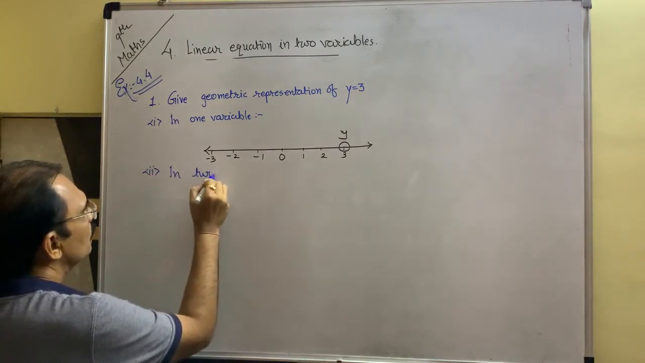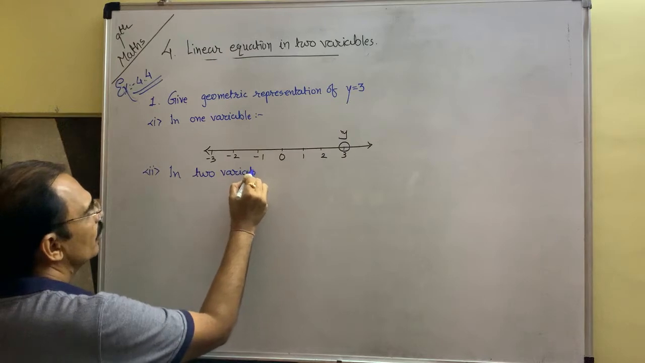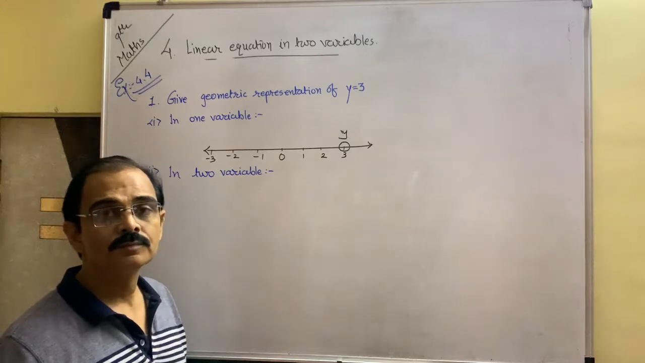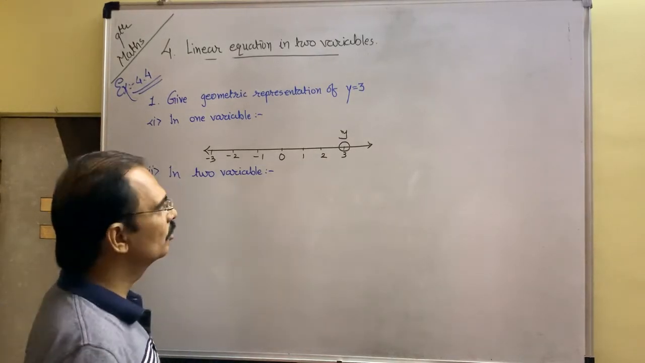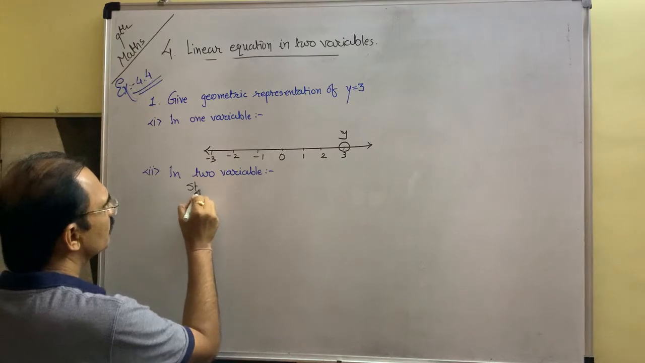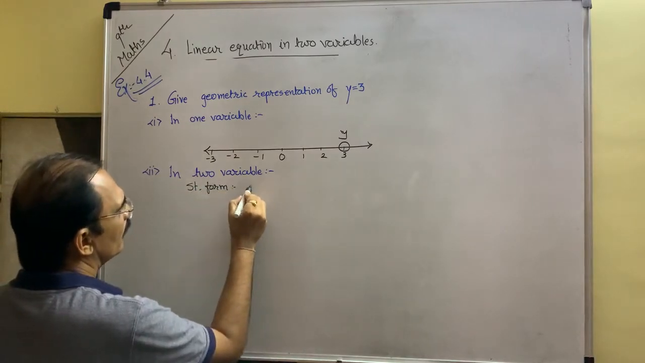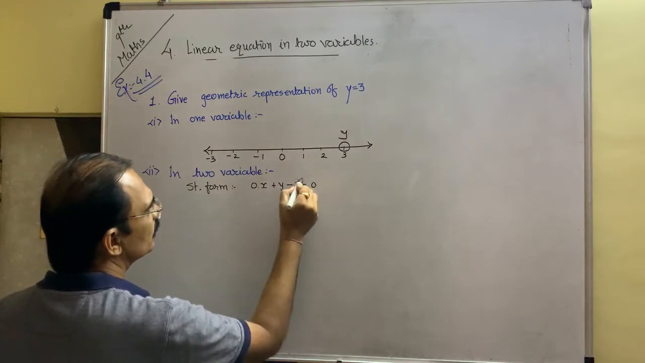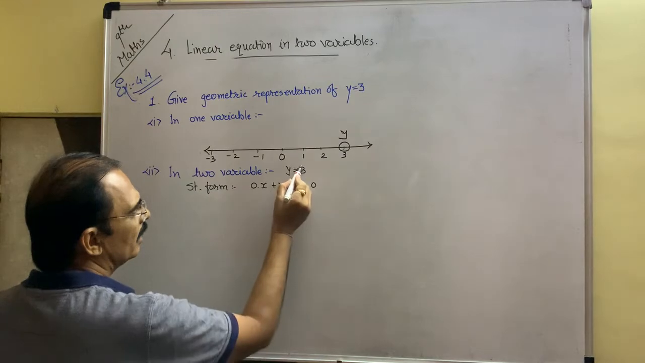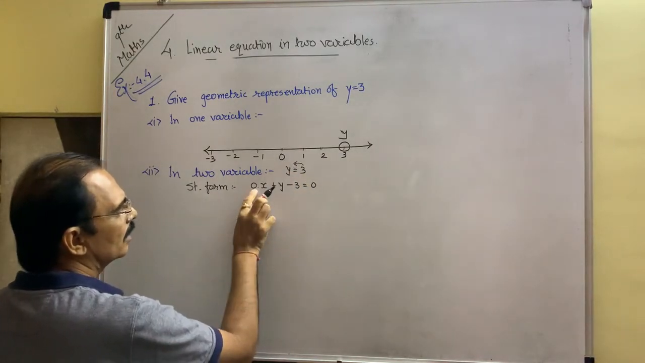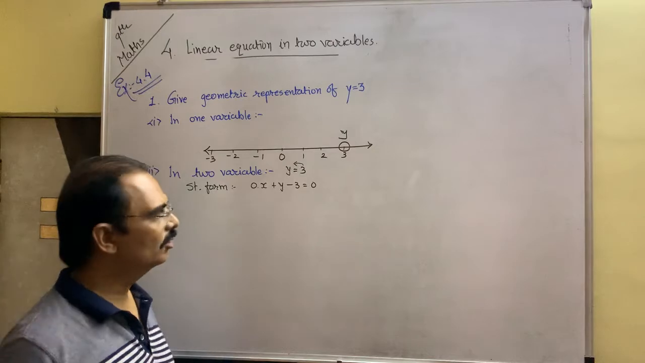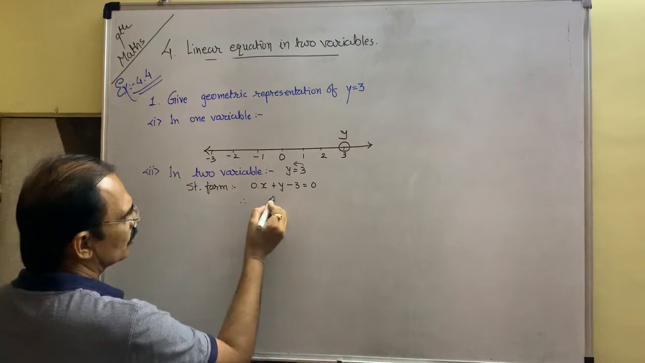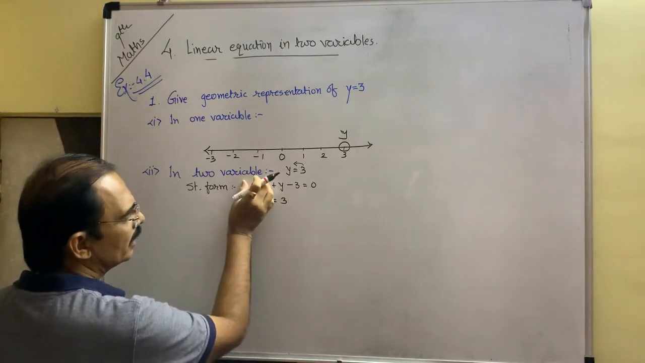Now the second is two variables. If you consider this as a linear equation in two variables, then the coefficient of x is 0. So what is the standard form? 0 into x plus y minus 3 equals to 0. Y equal to 3 is your equation. Take plus 3 this side, it will be minus, and the coefficient of x is 0. So now it is two variables. Simplify: y equals to what? 3. 0 into anything is 0, minus 3.